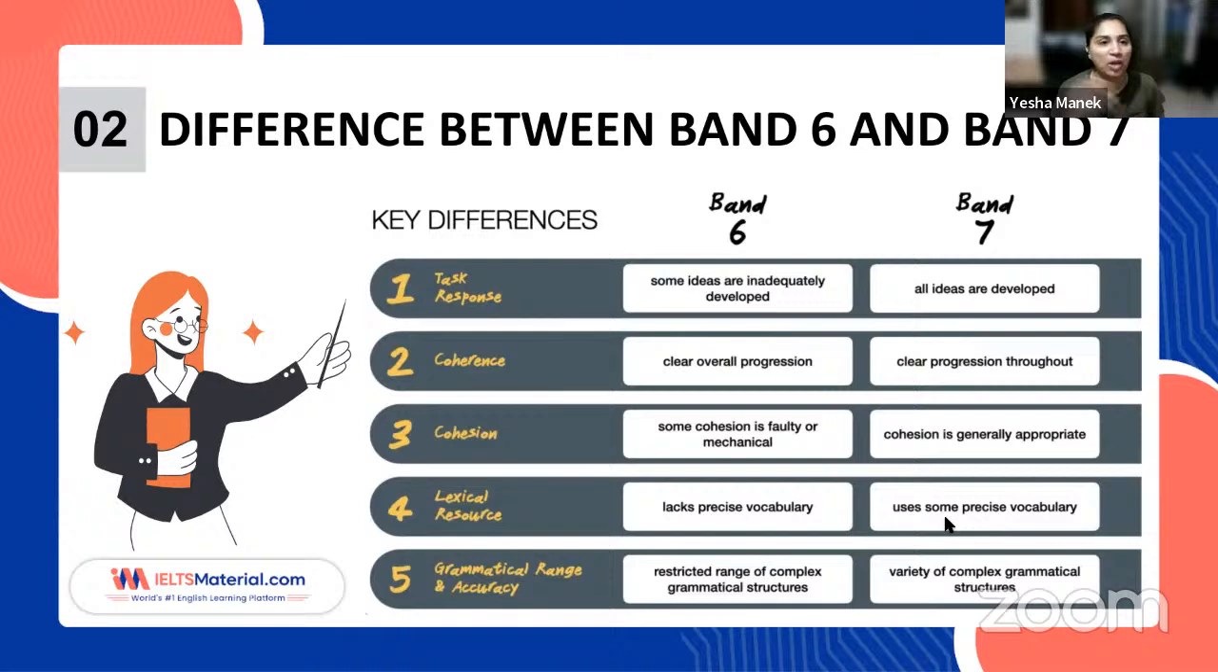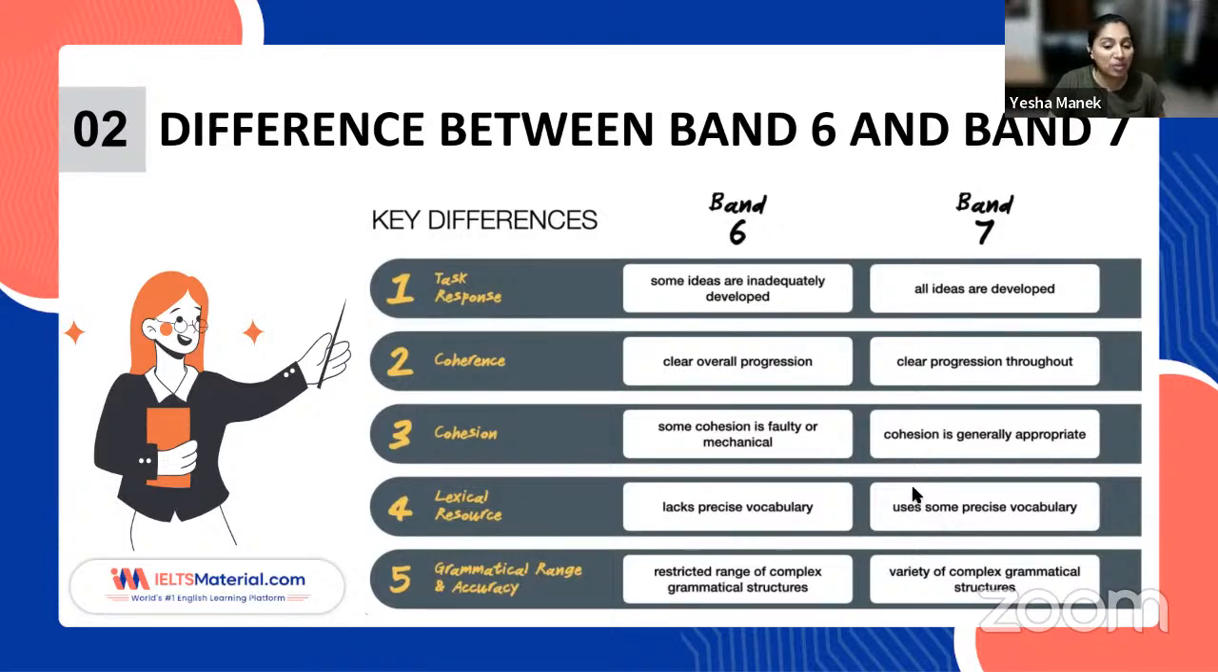Let's say if it is about education, then the vocabulary should relate to education. If it is the health sector, then the topic should relate to the health sector, or the vocabulary should relate to health. In this manner, you immediately move on to band 7.